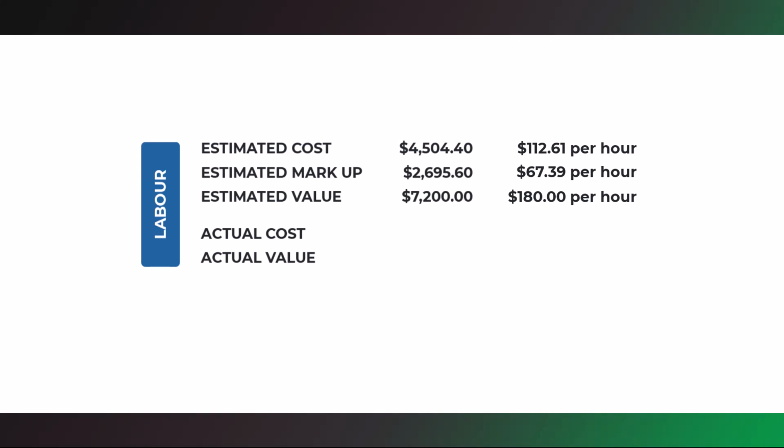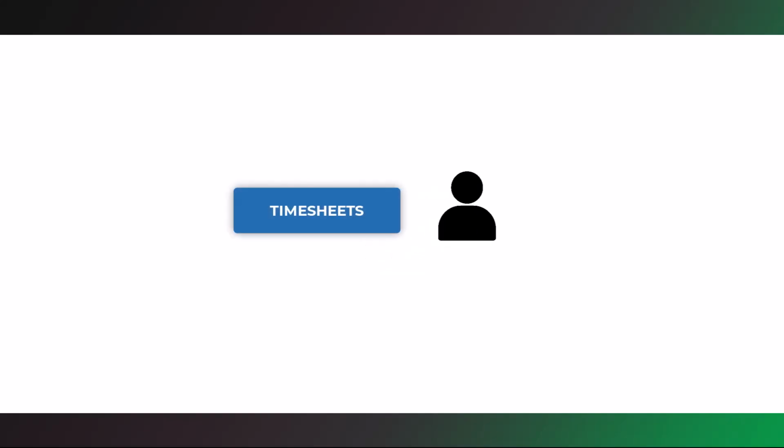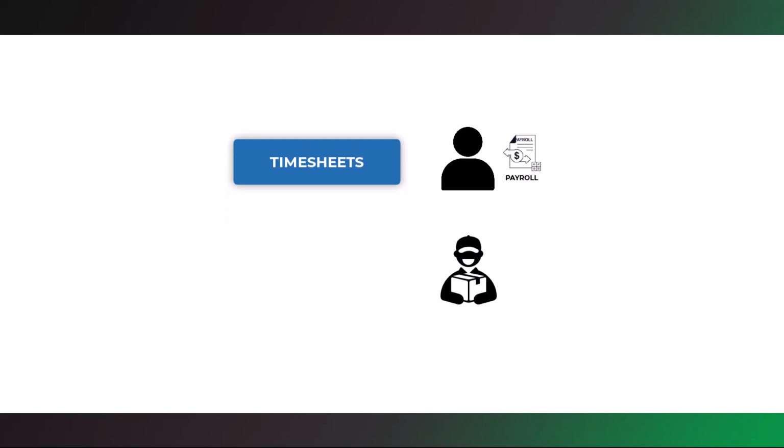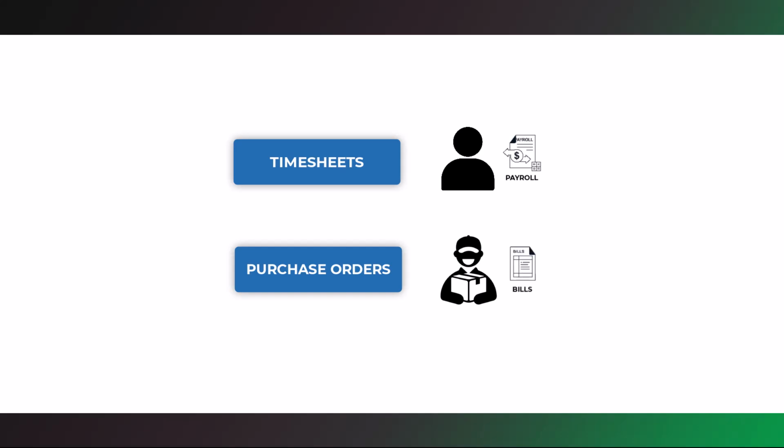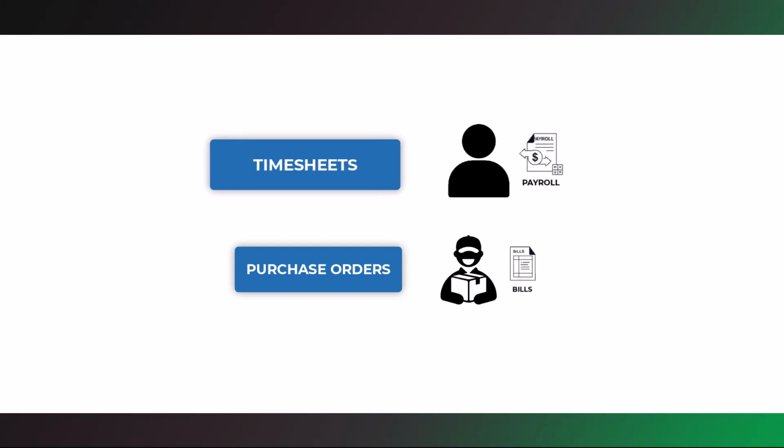Let's look at how the actual cost and actual values are calculated. The actual cost of labor can be from internal and external resources. The actual cost of labor for internal resources is calculated from timesheets, which can also be used for payroll. The actual cost of labor for external resources is calculated from purchase orders, which can be converted or matched to supplier bills. Let's look more closely at internal resources.